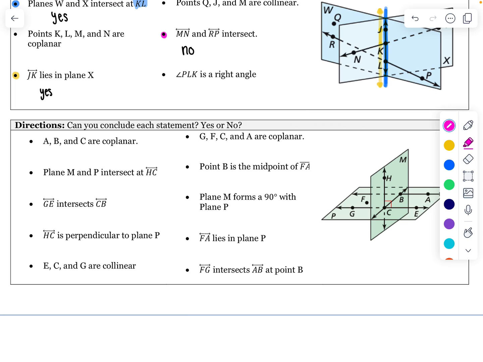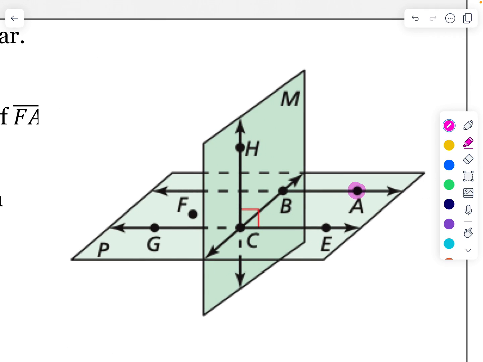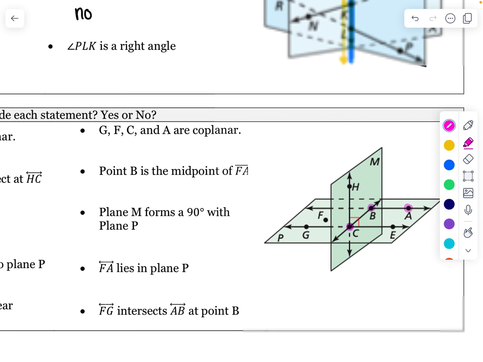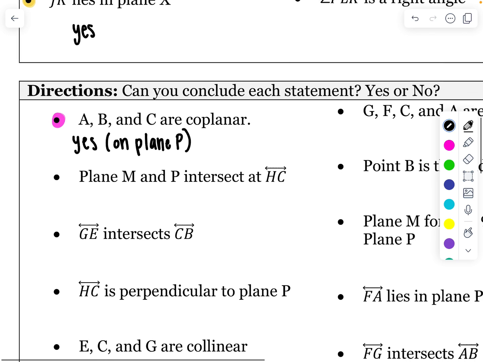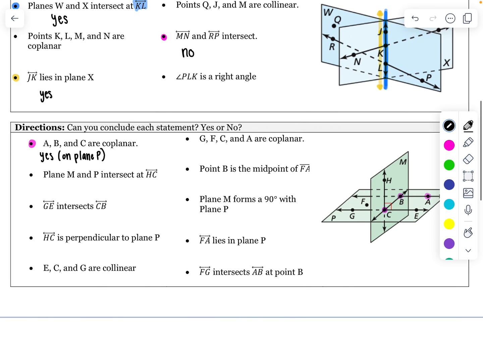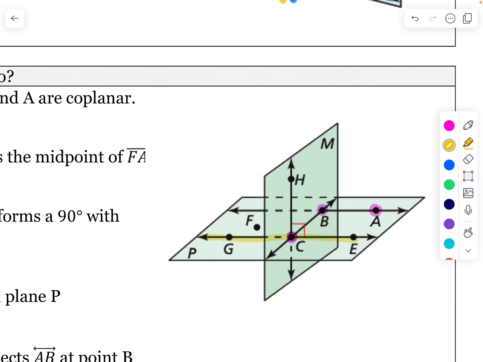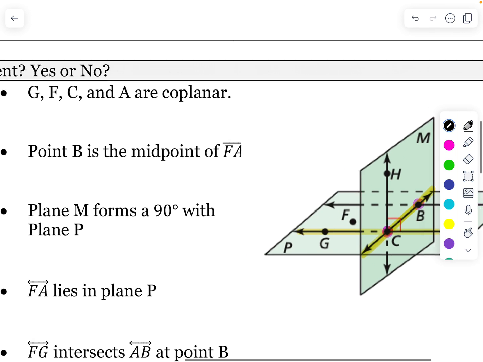Then we're going to look at this other picture. So first one says A, B, and C are coplanar. That is true. We can say that. Yes, because we know that they're on plane P. Next one, GE intersects CB. This one is going to be yes. Different from the one we did in the last section because we see that point of intersection C.